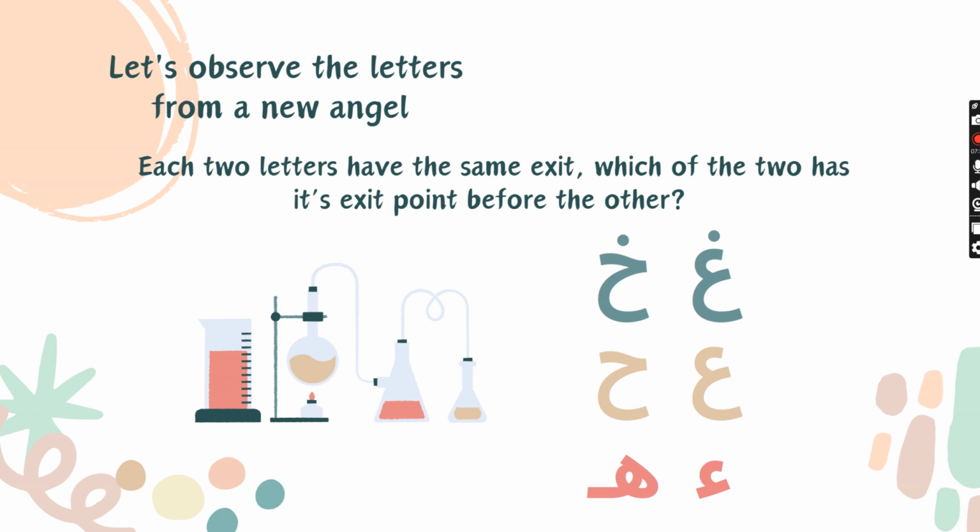Which exits first? Does the Hamza exit first or the Ha? We're talking about the Hamza and the Ha now. Now the Hamza exits from the vocal cords, right? The deepest point of the furthermost throat is the vocal cords, right? So the Hamza comes first.